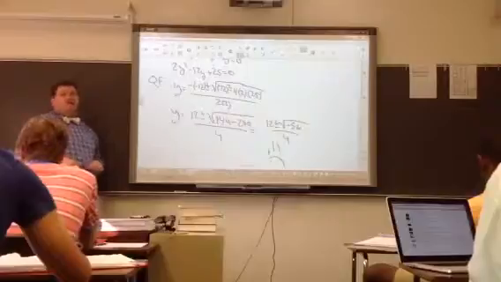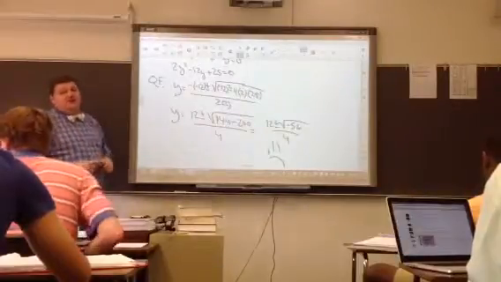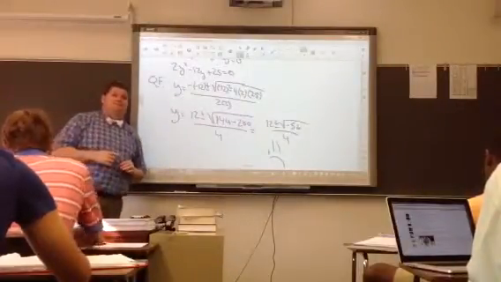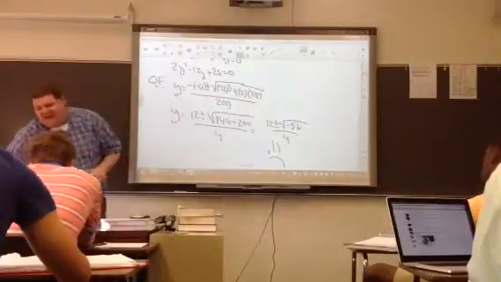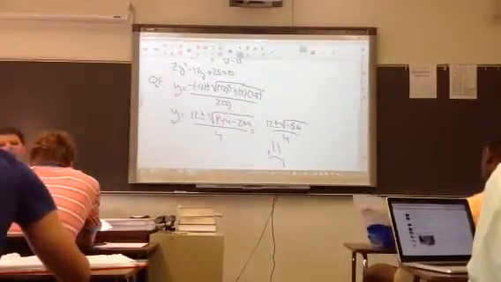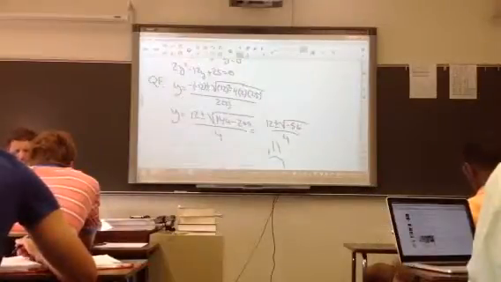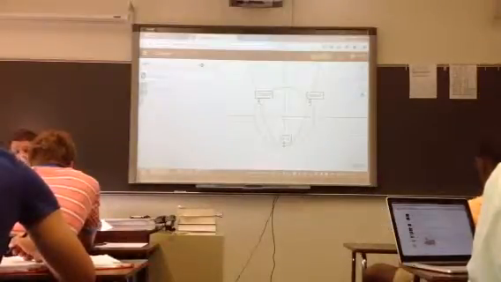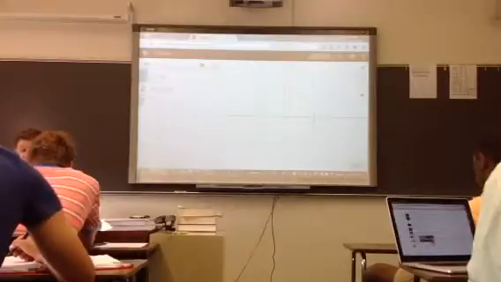We weren't able to get a solution here. So if I can't find a solution for y's, does that mean these things don't cross each other? Unfortunately, they don't. A quick way to always tell is to actually graph. So graphing is always a good thing to do to check your answers on these things.